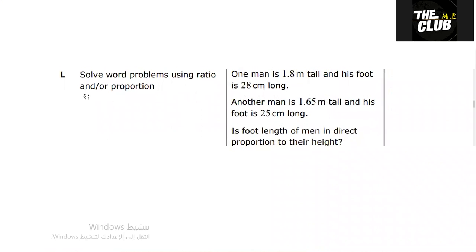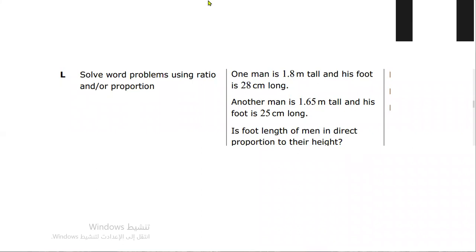We're going to talk about ratios and proportions. One man is 1.8 meters tall and his foot is 28 centimeters long. Another man is 1.65 meters tall and his foot is 25 centimeters long. Is foot length of men in direct proportion to their height? That's the idea of the question.